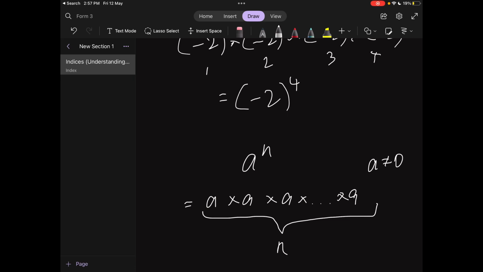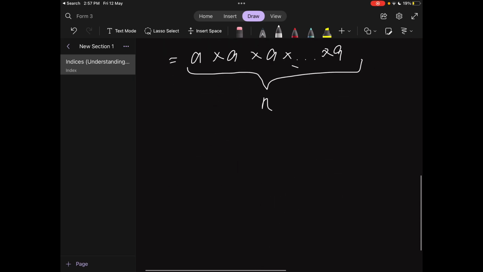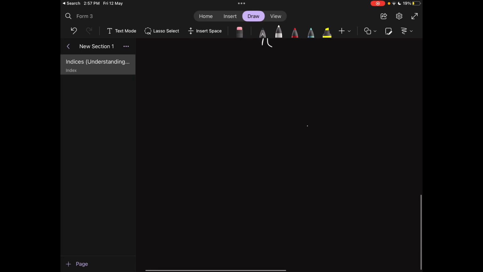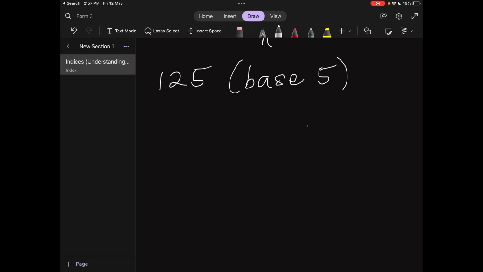And moving on, I will be showing you how to get the index notation of a particular number. I'll give you an example. For instance, I would like you to give me the index notation of the number 125 with the base of 5. How do I do this? So here's a tip for you.